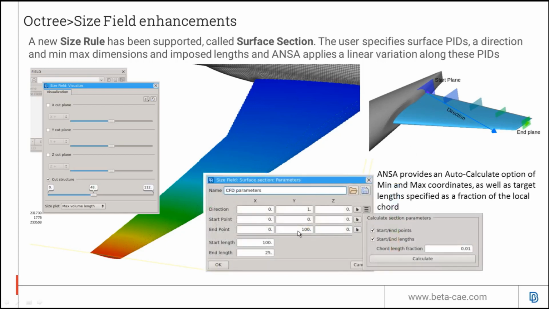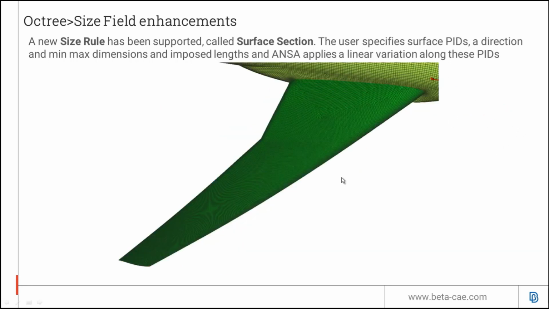In fact, this can be input manually by the user, or they can use the automatic calculation properties. ANSA will automatically identify the start and end points and also will calculate the start and end lengths based on a percentage of the local chord, as ANSA will also calculate the chord at the root and at the tip of the section. This function yields a very nice result where the maximum length varies linearly across the span of the wing in a very smooth way.